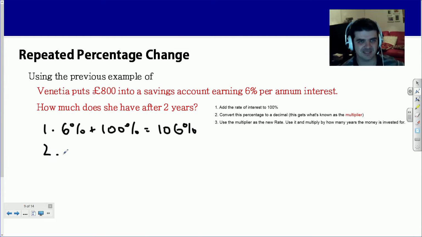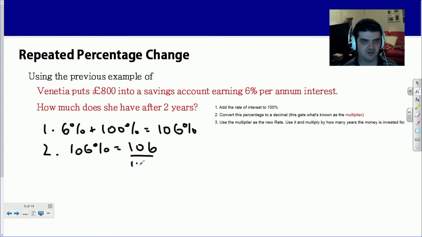Easy peasy. Second step, convert this percentage to a decimal to get what's known as a multiplier. So to get the multiplier, we're going to take 106%, change it into a decimal by doing 106 divided by 100. That will give us 1.06.